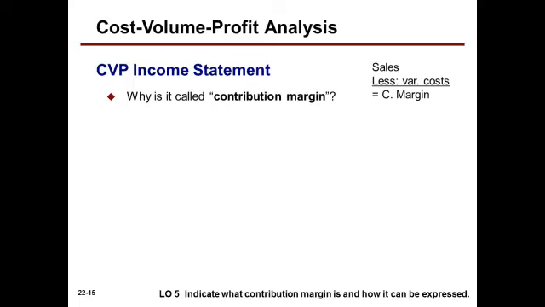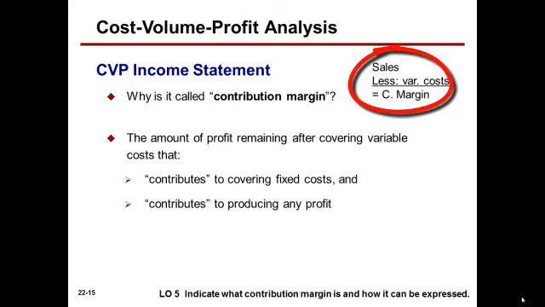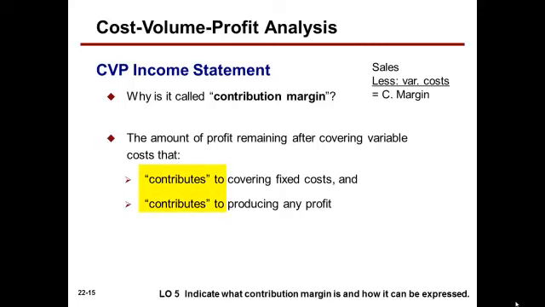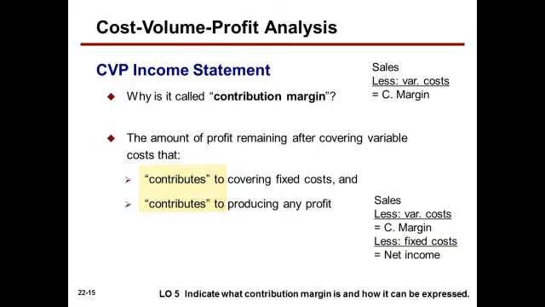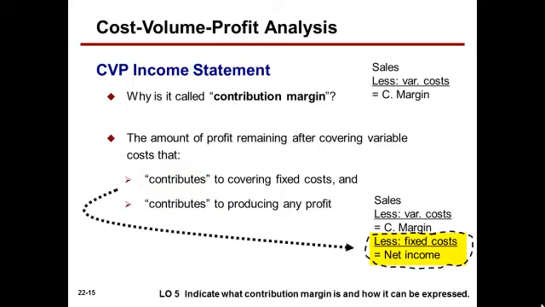Why do we call that first profit subtotal contribution margin? Sales less variable costs equals contribution margin. CM is the amount of profit remaining after covering variable costs that contributes to covering fixed costs and contributes to producing any profit. So CM will cover our fixed costs and drop to the bottom line if that margin is greater than our fixed costs.